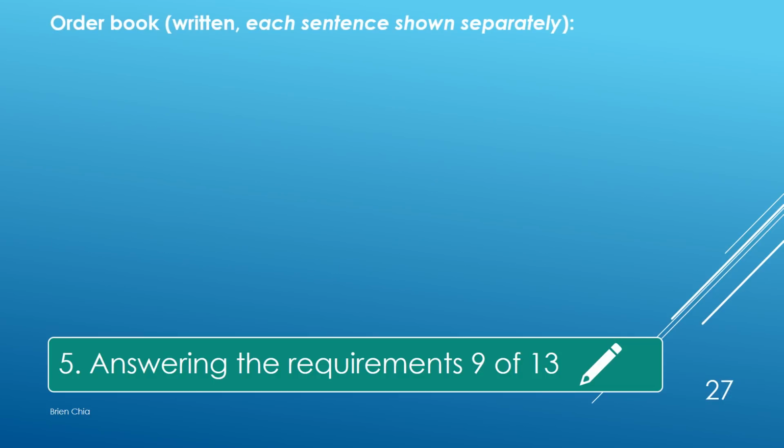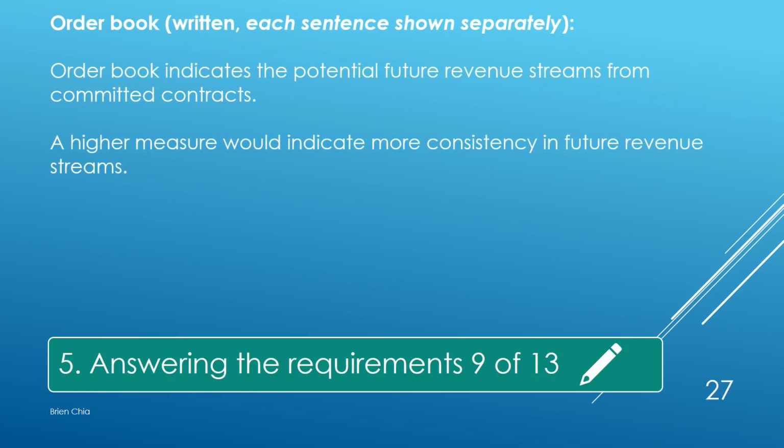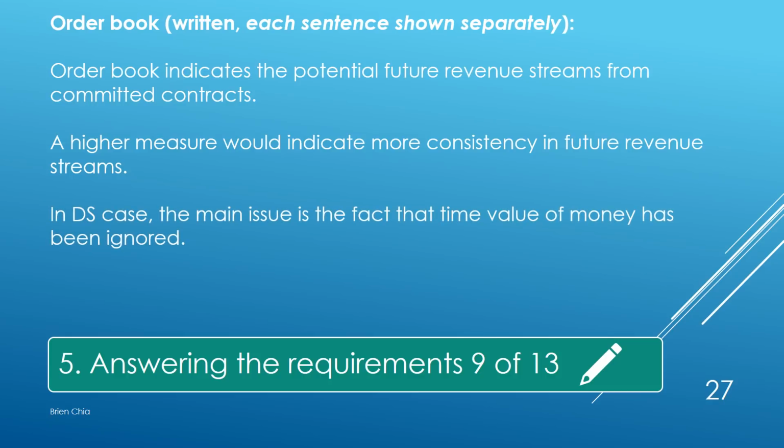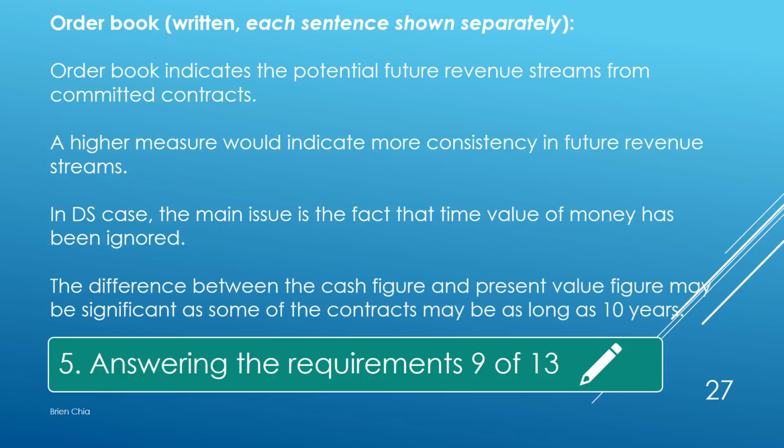The full answer will probably look something like this. Okay, so the first two lines are the same thing as the skeleton. I'm just putting it in proper English sentences. It indicates the potential future revenue streams. A higher measure would indicate more consistency in future revenue streams. And in this case, the fact that time value of money has been ignored is the main issue. The difference might be significant, as some contracts may be as long as 10 years. So this was stated in the notes. You copy and paste the notes into your answer and then analyze it from there.